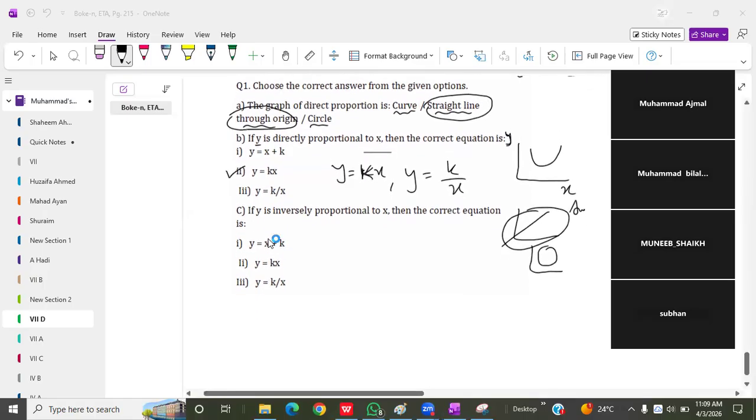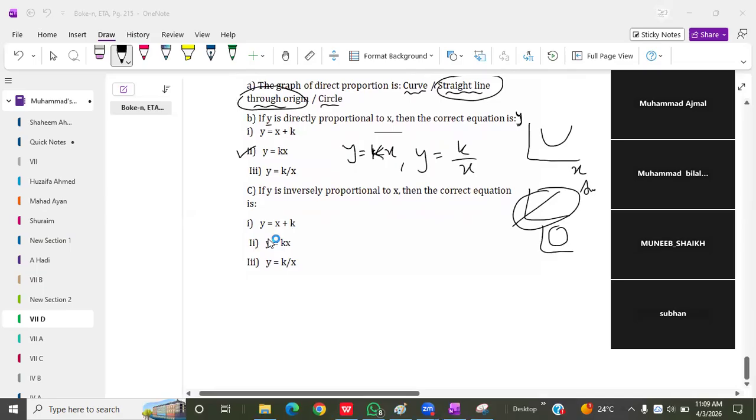Shahzan, unmute yourself and read out the third MCQ. Can I read, sir? Can I, Subhan, read? Subhan, unmute yourself. Abdul Subhan is there? Okay, Bilal, we don't have much time to complete this worksheet. If y is inversely proportional to x, then the correct equation. Yes. Second one. Second one.